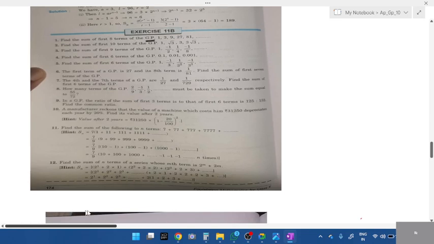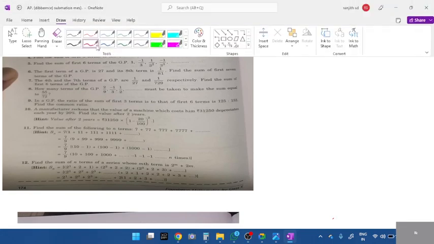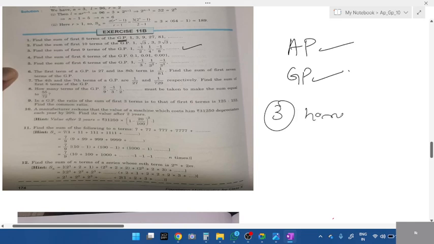You'll try one question for homework. We'll end the class. Another two questions will complete it tomorrow. Tomorrow morning I'll teach. Are you thorough with the formulas? All the formulas are clear? AP, GP. Let me mark one question where R is greater. Try the third question, students. Try the third question for homework, all of you.